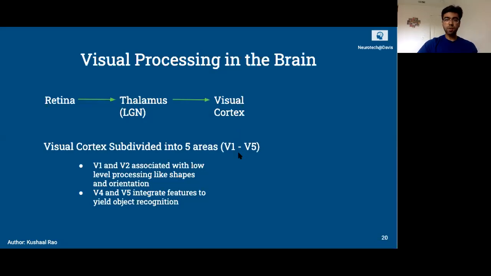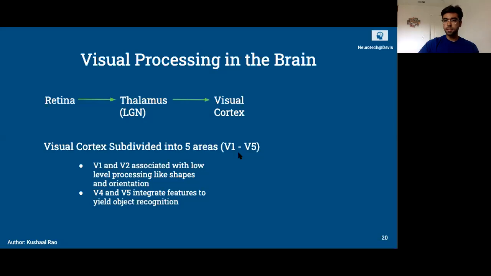V4 and V5 are used to integrate these features into an object. So when I see a vertical line and a horizontal line in a certain pattern forming a certain shape, I use that information to deduce that it is a textbook, given the experiences that I've had earlier. And so at a fundamental level, that's how we visually process things.